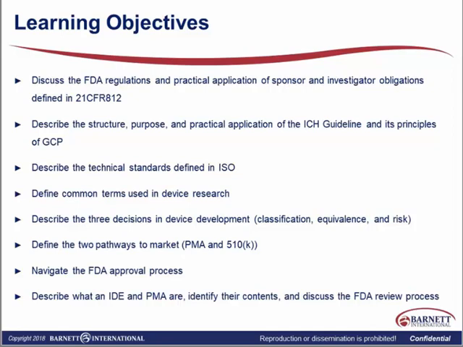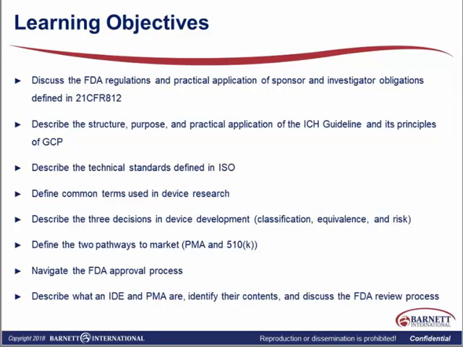Some of them are familiar to you, some of them might not be, because some companies have adapted pharmaceutical language instead of using the device words. We're also going to discuss the three decisions in device development: classification, equivalence, and risk. This is from a regulatory standpoint, just to get you familiar with the types of studies that we might be conducting in device development. We'll talk about the two regulatory pathways to market, whether we're going to use a PMA, pre-market approval, or a 510K, which is more or less a generic version of a device.